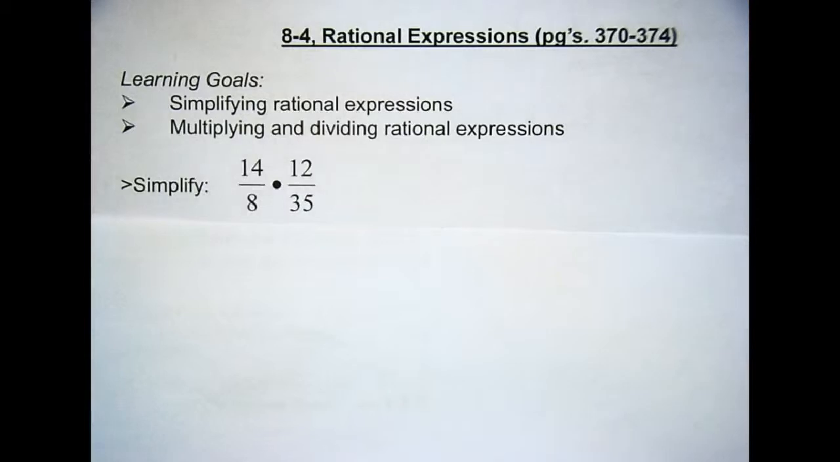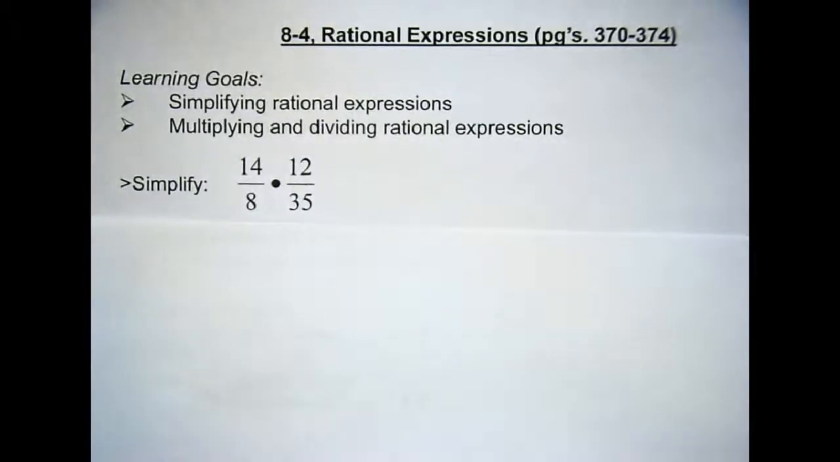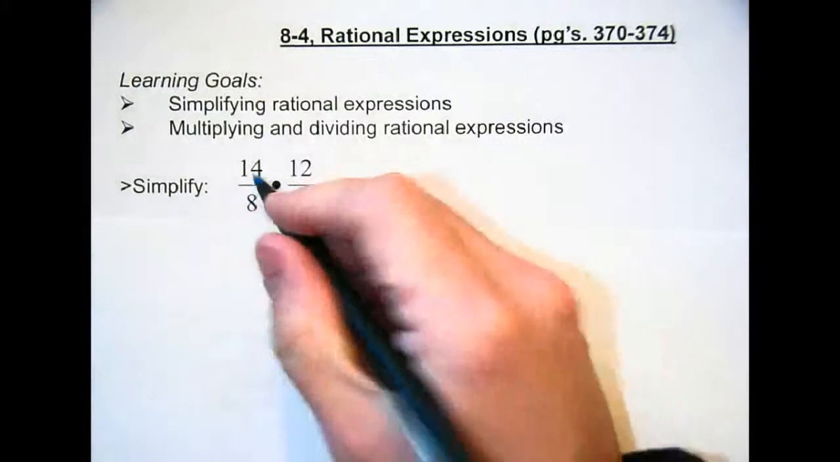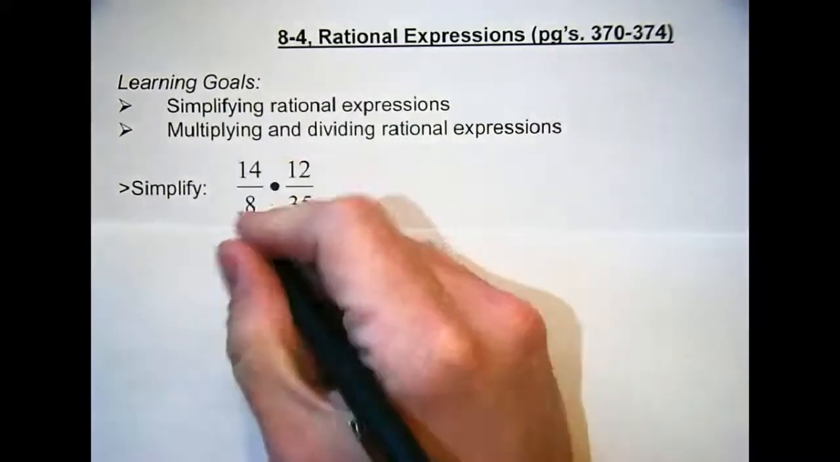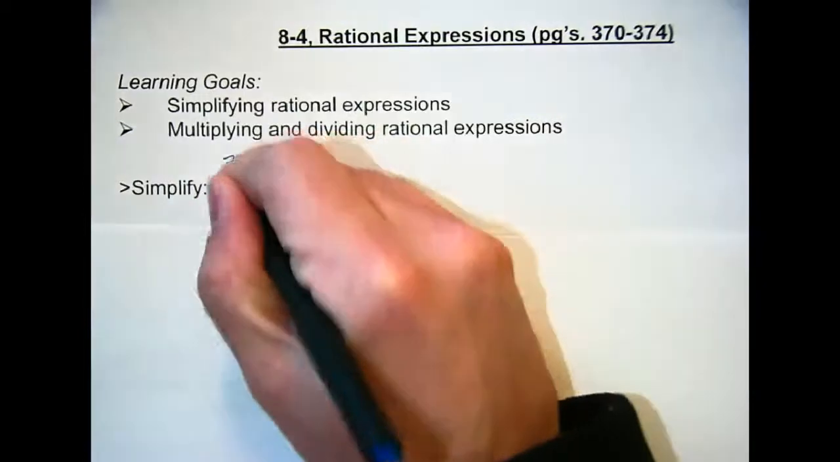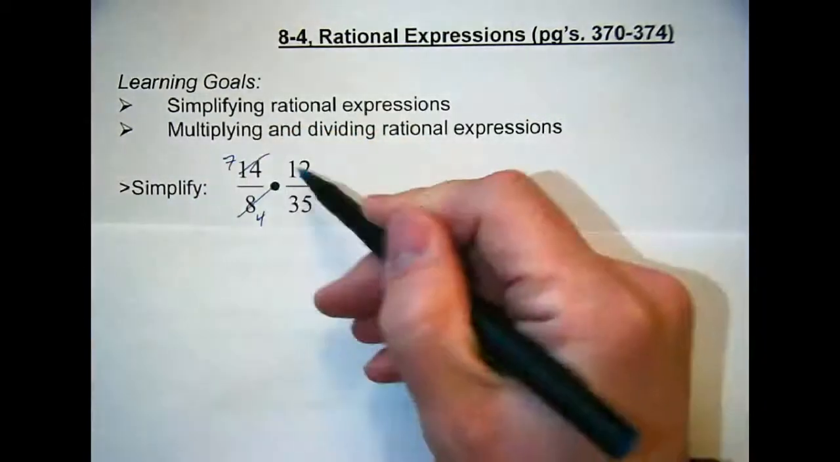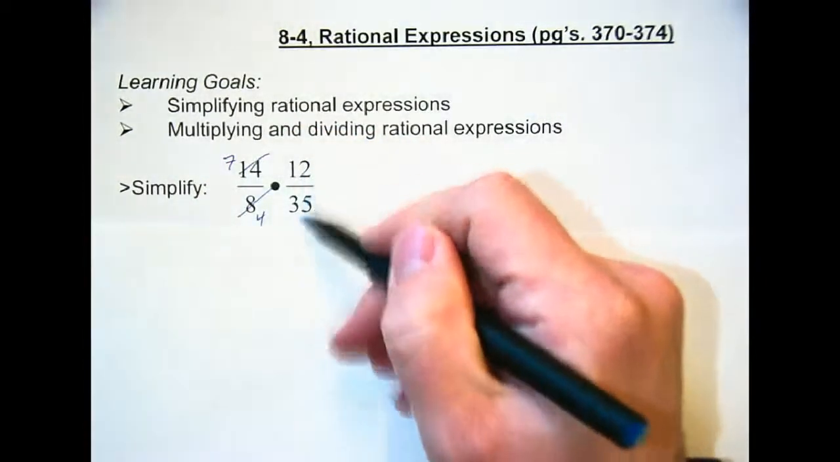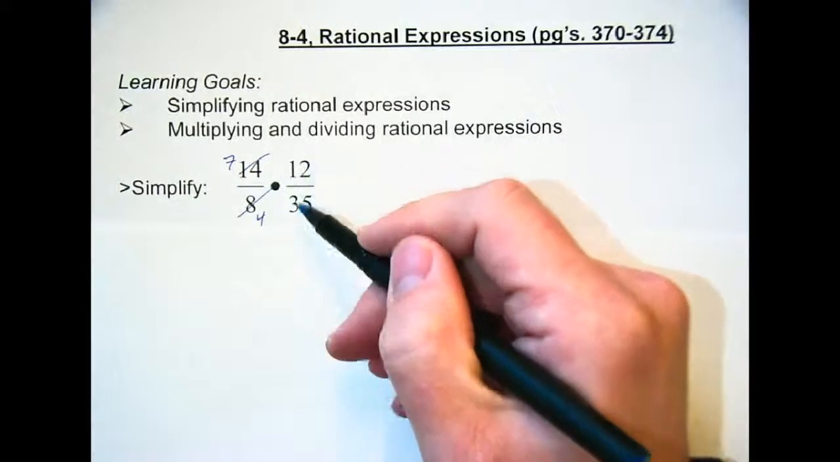Let's see how we did. First thing you should do, always look to reduce your fraction. So 14/8. What goes into both 14 and 8? 2. How many 2's go into 8? And how many 2's into 14? 7. Good. Then you're looking here. Can you reduce this way? Anything that goes into 12 and 35?